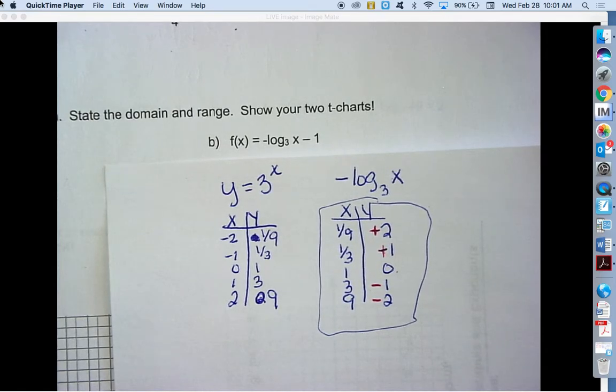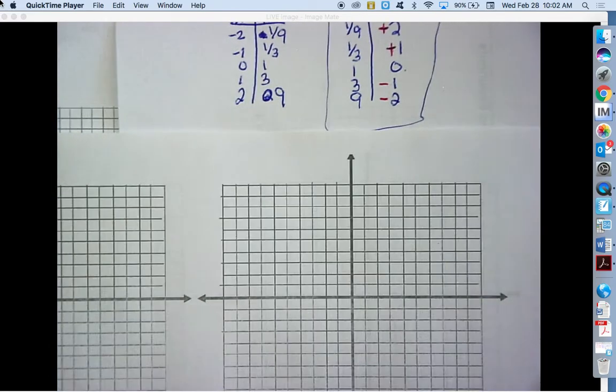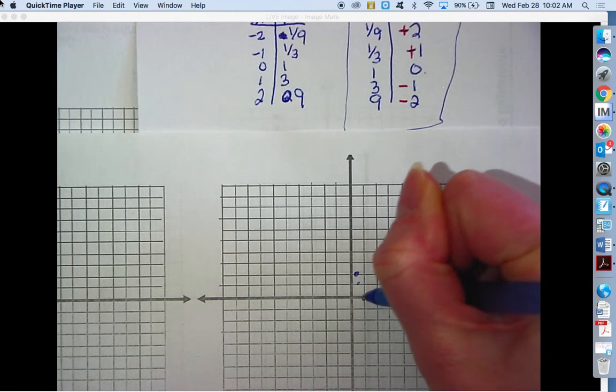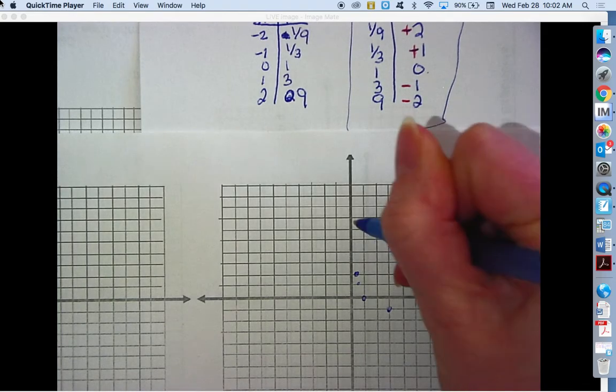So we're going to graph that. And then we'll talk about what that last part with the plus 1 or the minus 1 means. So I'm going to graph these values just like we would graph any other points. So at 1/9 we're at 2. At 1/3 we have 1. 1 is 0. 3, negative 1. 9, negative 2. So this would be my graph.